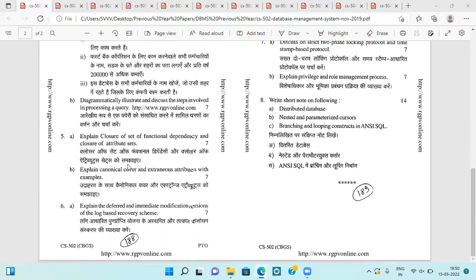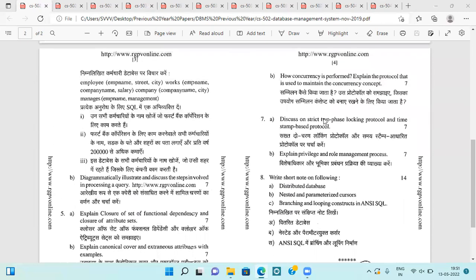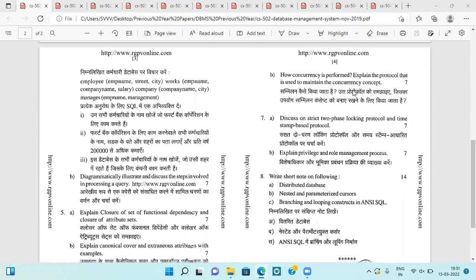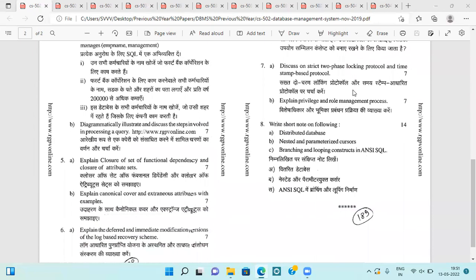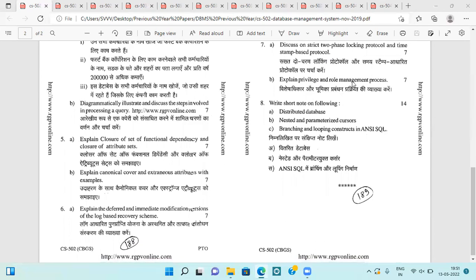and closure of attribute sets, then canonical cover and extraneous attribute with example, deferred and immediate modification version of the log-based recovery schemes, then concurrency, how the concurrency is performed, the protocol that is used to maintain the concurrency concept, then strict two-phase locking protocol and timestamp based protocol, privilege and role management process, distributed database, nested and parameterized cursors, branching and looping constructs in SQL.